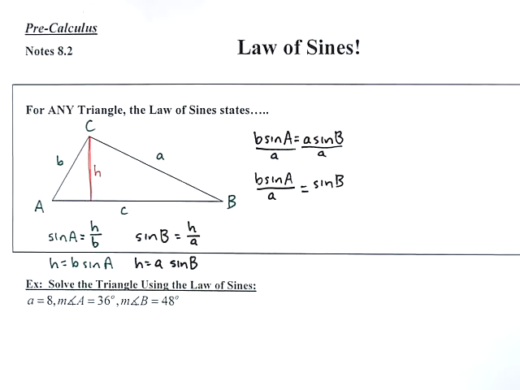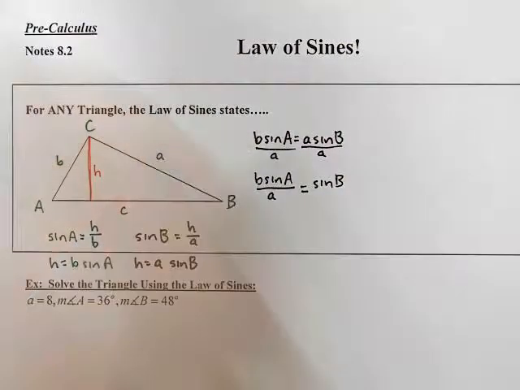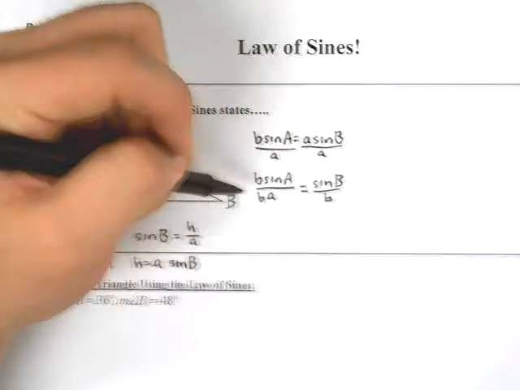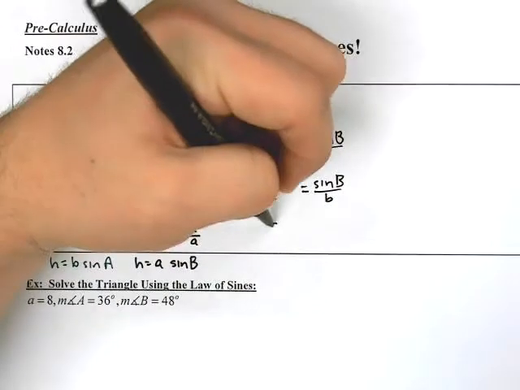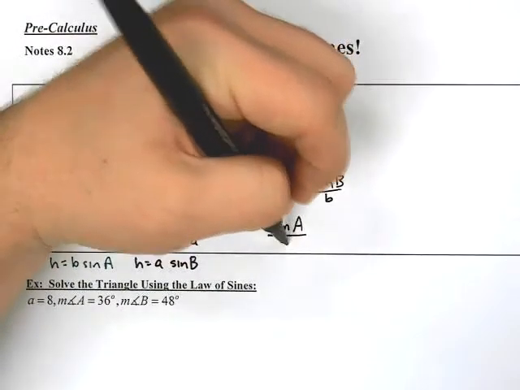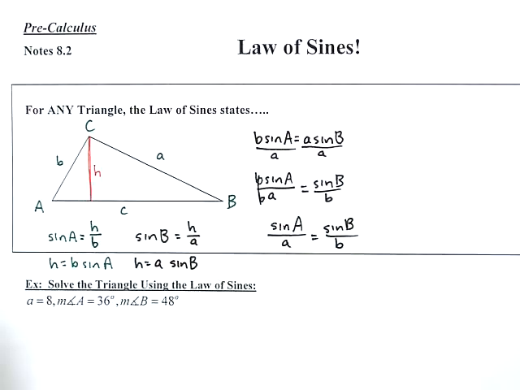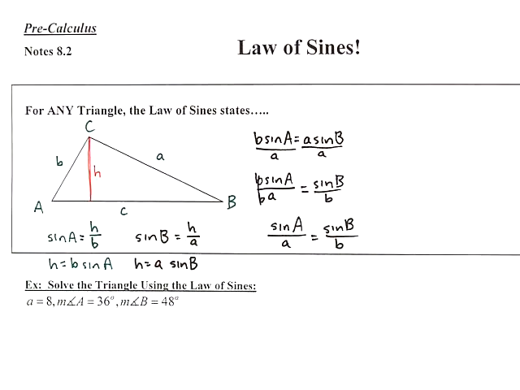Then I'm also going to divide by B. I could have probably done that all in the same line. If I divide by B and divide by B, then the B's cancel. And now I have the law of sines: sine A over A equals sine B over B. And that is what we need to remember.